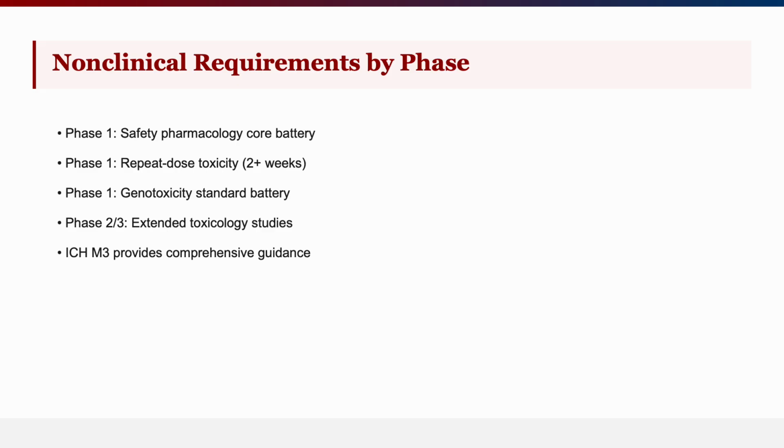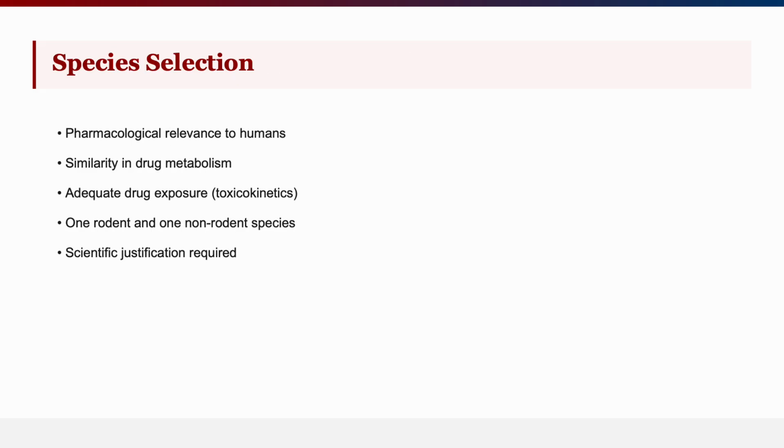ICH M3 provides comprehensive guidance on non-clinical studies to support clinical development. Health Canada follows these international guidelines. Species selection for toxicology studies requires scientific justification. Pharmacological relevance means the species should respond to your drug through the intended mechanism. The drug's target should be present and functional.